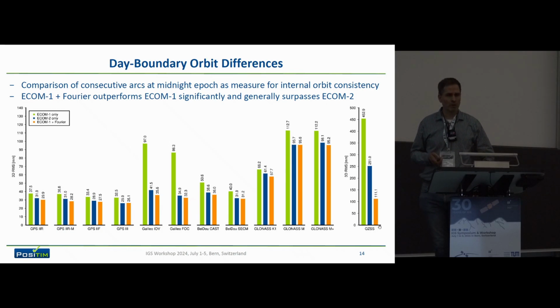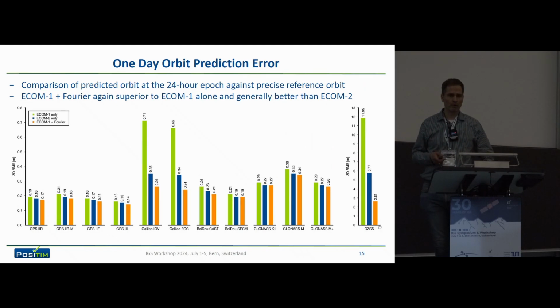A similar plot shows the prediction error. Again, same picture here. So there's a predicted orbit, and I take the position at the 24-hour epoch and compare it against the reference orbit, and again, a very strong reduction with the Fourier applied compared to ECOM alone, and it's even slightly better than ECOM2. Again, particularly for Galileo and QZSS, but also for the other systems.